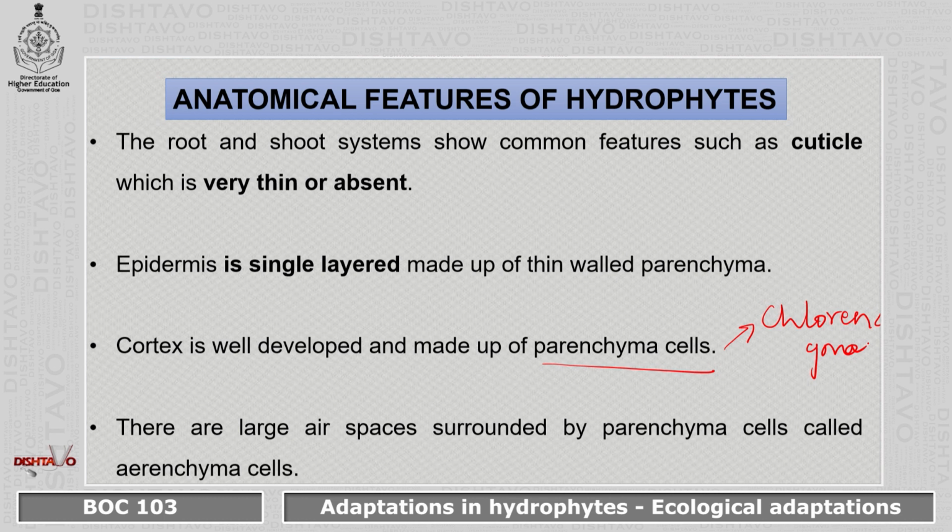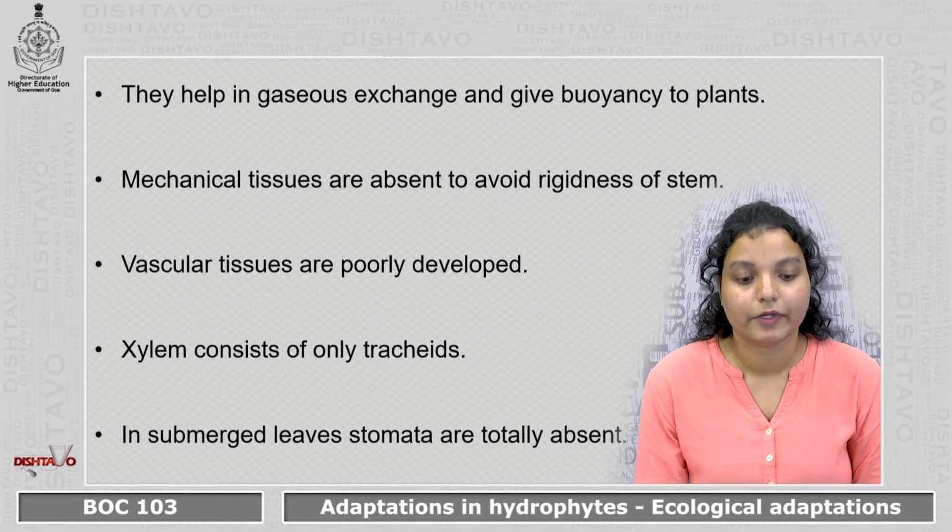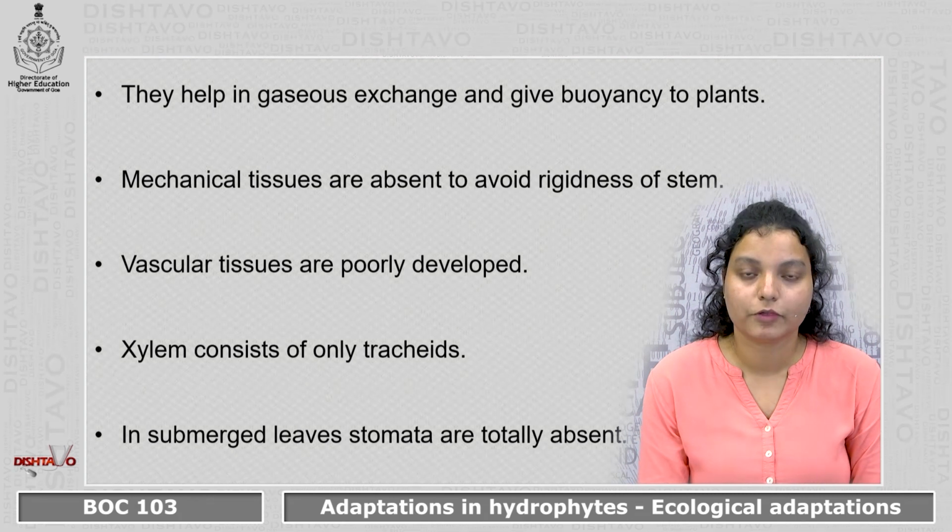When we talk of chlorenchyma, these cells play a role in those plants which need to carry out photosynthesis. But these are hydrophytes which are present in water, so they don't really require this type of cell. They require the other type, that is aerenchyma cells, because these cells provide buoyancy to the plant, or help the plant to float on the surface. Without the presence of these cells, the plant will sink. These cells also help in exchange of gases.